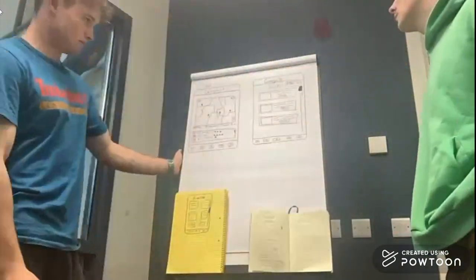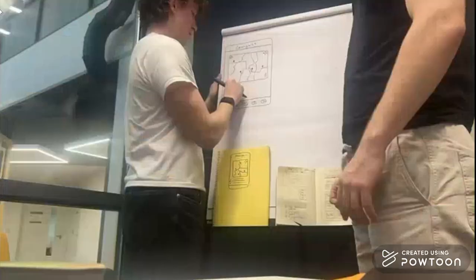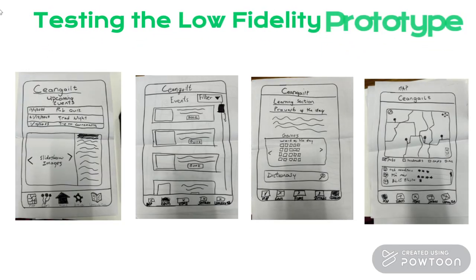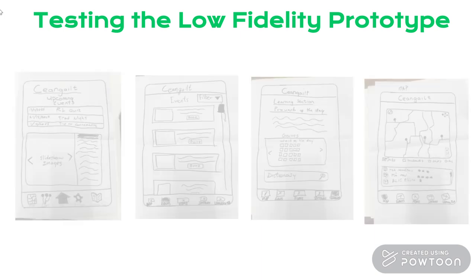We collaborated and explored different ways to display features, which were shaped by our first paper prototypes. Testing the low-fidelity prototype. Next, we asked a potential user to interact with our prototype to ensure our design was intuitive and aligned with user expectations and conventions.